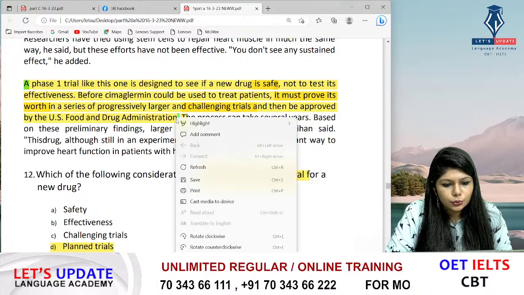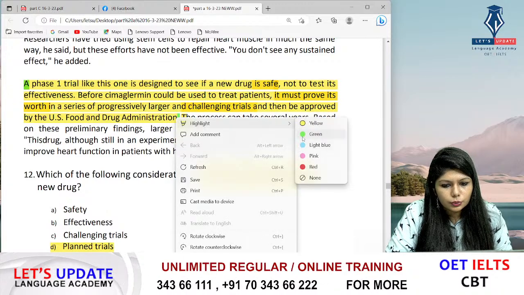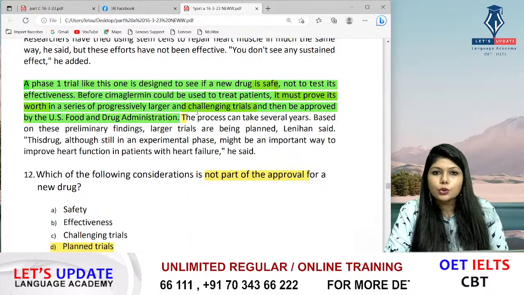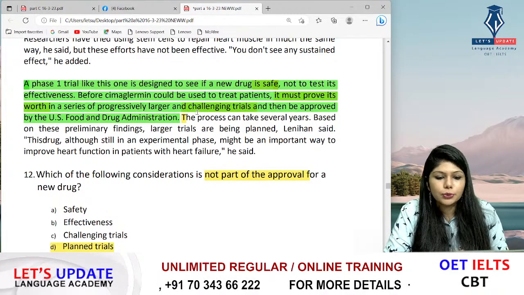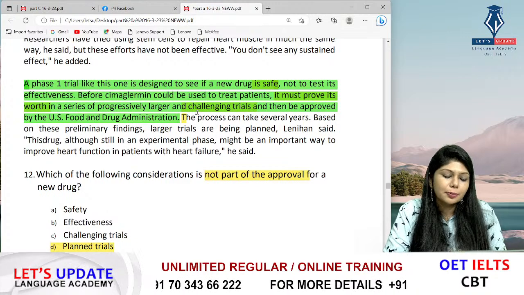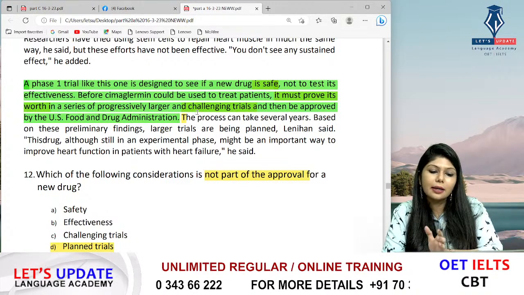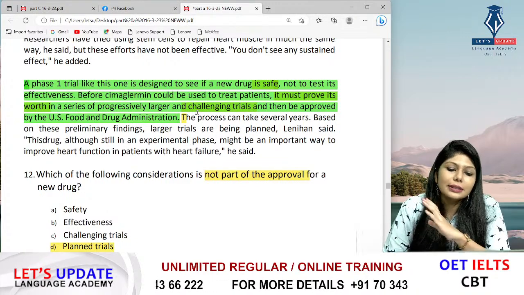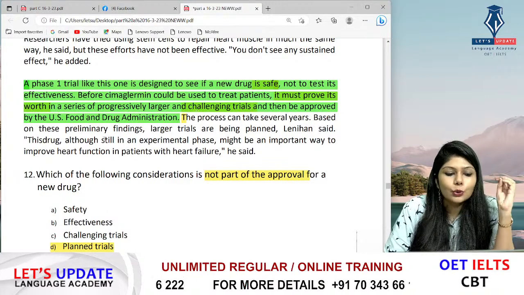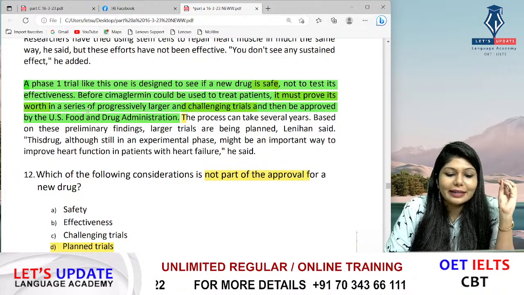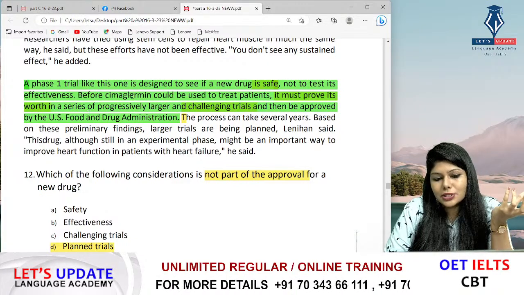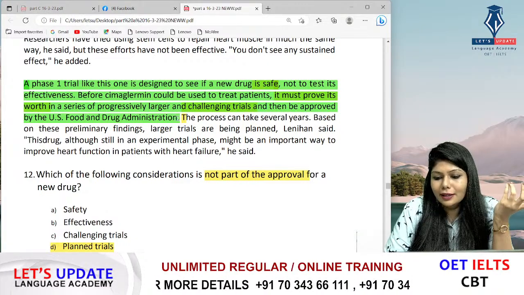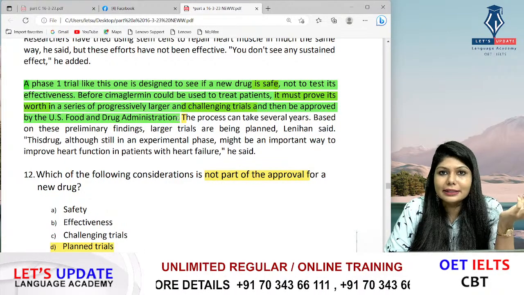So it ends here. And after that they are saying that the process can take several years, and based on these preliminary findings, larger trials are being planned. That's just what Lenihan said. And that is nothing connected to the approval by the US Food and Drug Administration. That process ends here, till where I have highlighted in green.